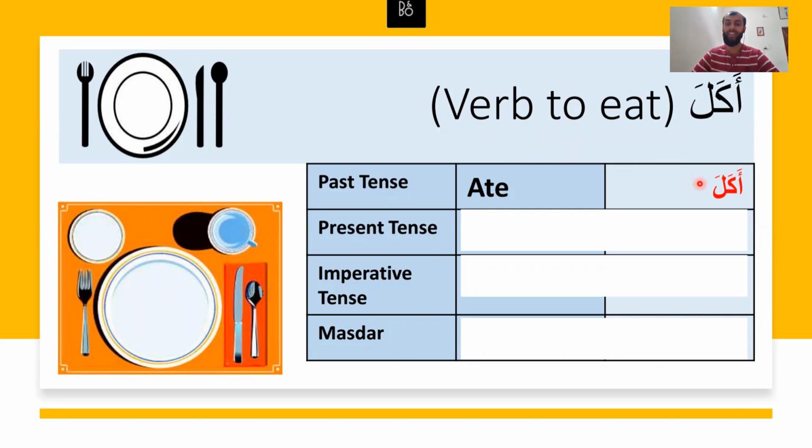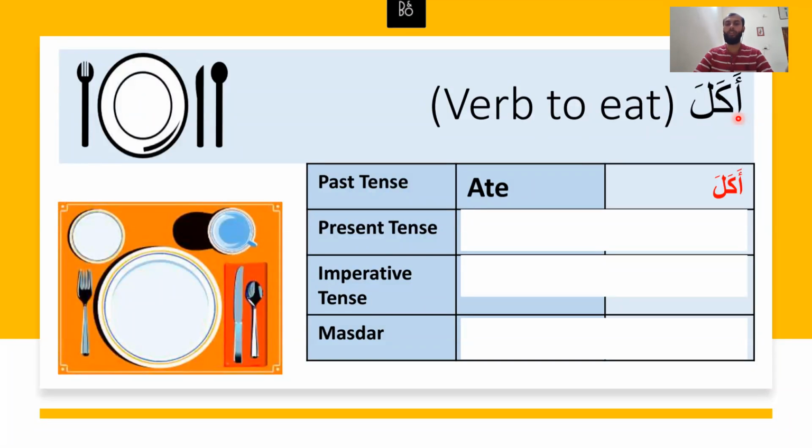Akala is he ate. Akala is Hamza, Kaf, Lam. It's the root. It's the word from which we make a lot of other words. It's a past tense verb. The past tense verb is always in the basic form, in the root form. So if I talk about akala, dahaba, dakhala, kana, qala, they are all in the root form. Okay. Akala means he ate.